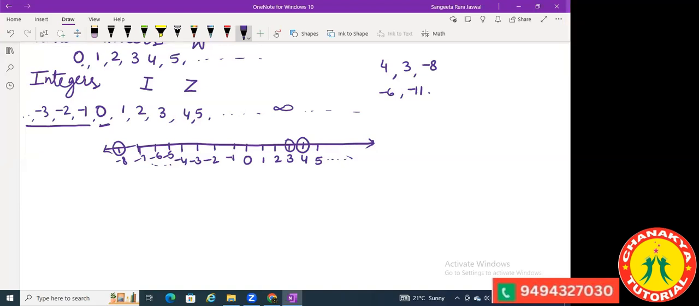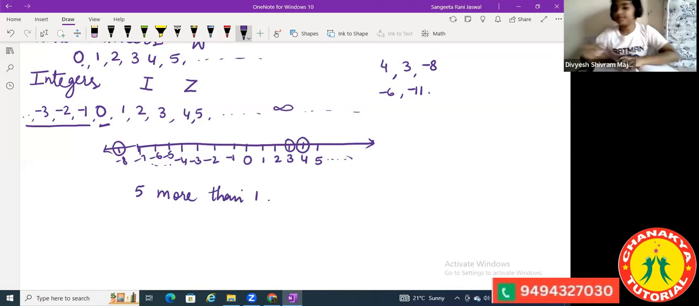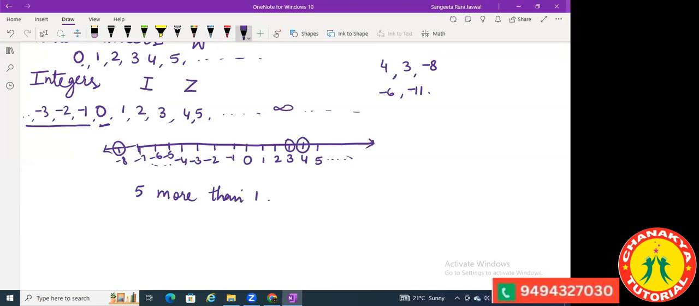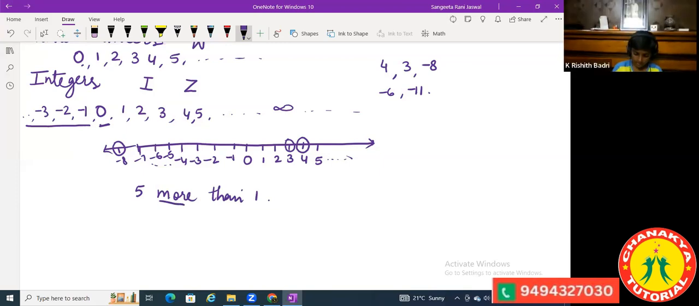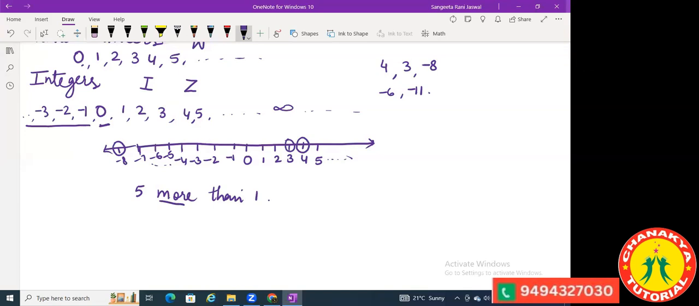Good, good, Adrit. Now, if I say, mark 5 more than 1, can you mark 5 more than 1? Yes, ma'am. Afan, wait, listen first. When I say "more than", it means you have to add something. Addition. So when you add something, the numbers will move towards the higher side.